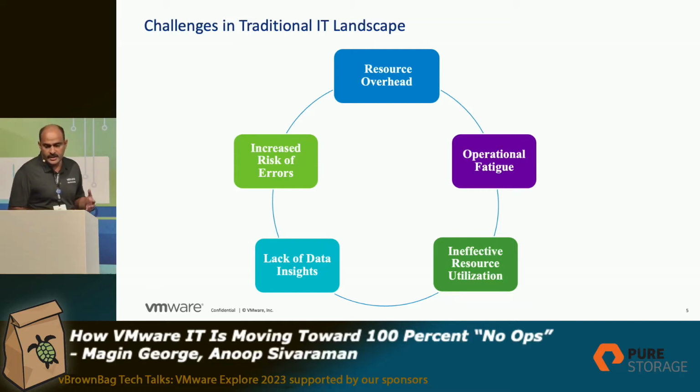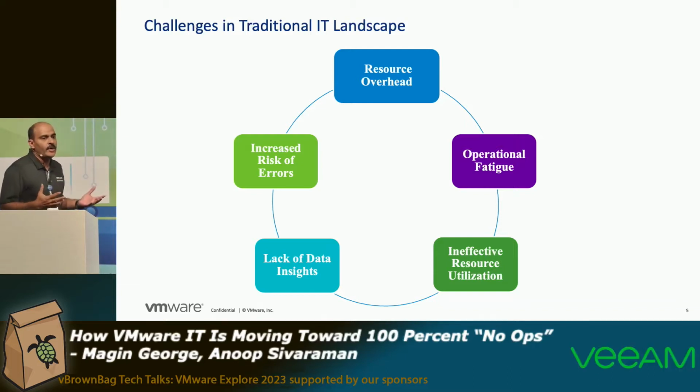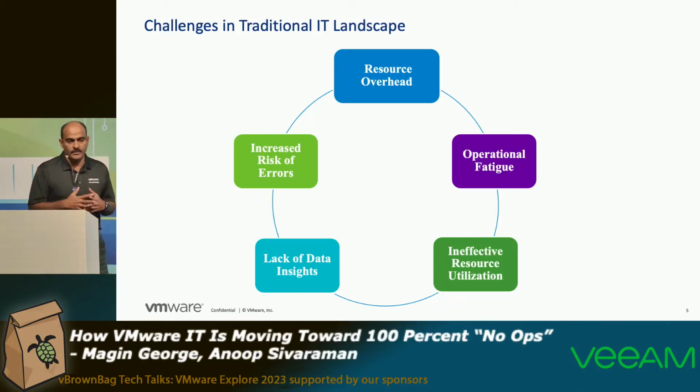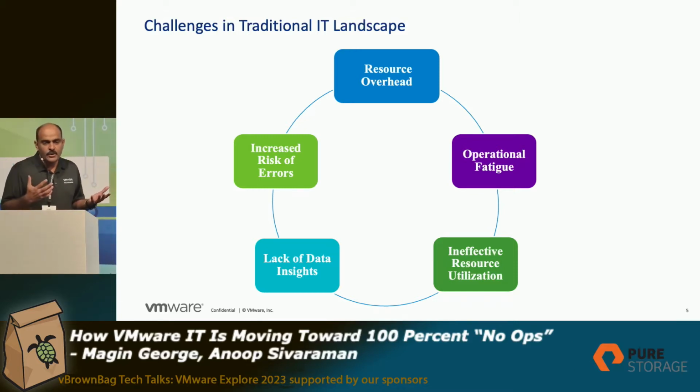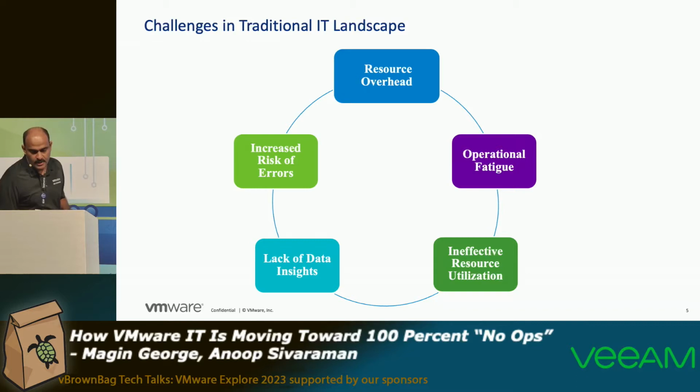Ineffective resource utilization. Manual allocation and management of resources can result in underutilization or overutilization of software and hardware. This can lead to wastage of valuable resources or poor customer experience, right? If it's overutilized, it can result in reduced performance.